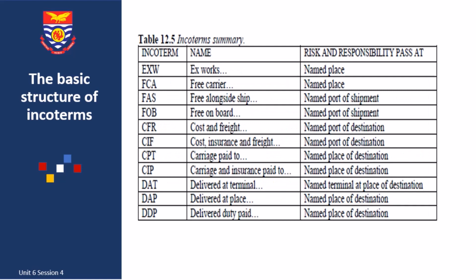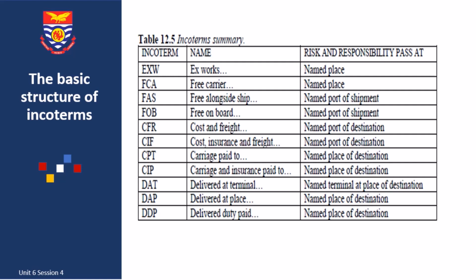This table here is giving a summary of the Incoterms. So you can see some terms start with the E. We have some terms starting with F, some starting with C, and some starting with the D. So these are the four main classifications or the groupings we saw in the previous slide. So this is only a summary.